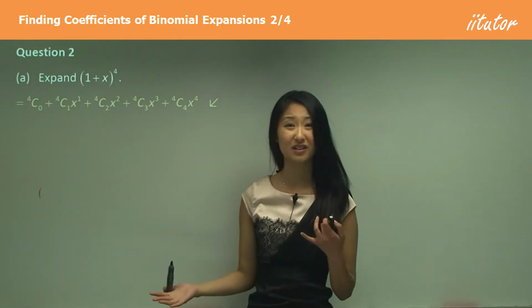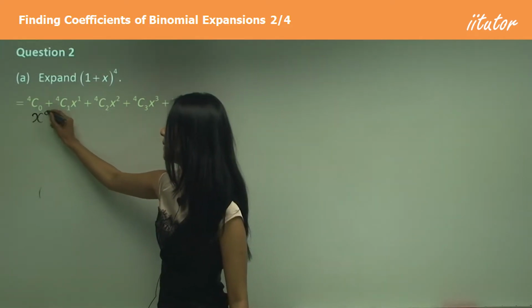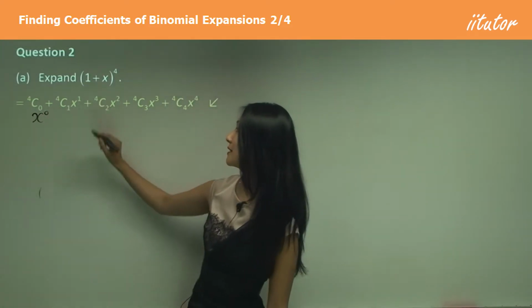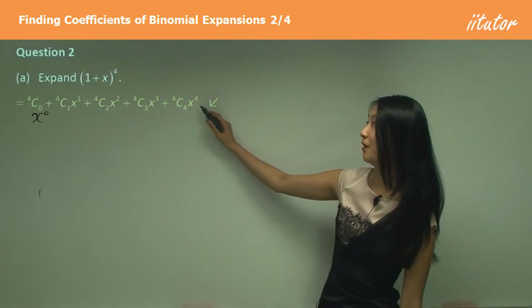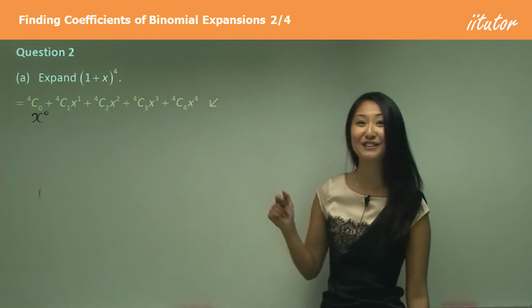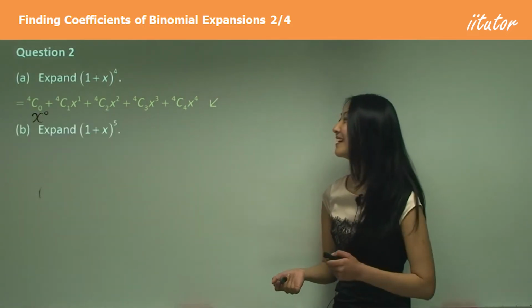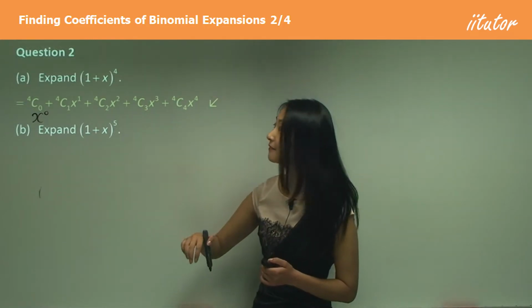Because it's 1, we don't need to really worry about it. So it's just 4c0 x^0, 4c1 x^1, x^2, and so on until 4c4 x^4. All right? Pretty simple. I think we're pretty good with our expansions by now. Good. Now, let's expand (1 + x)^5.